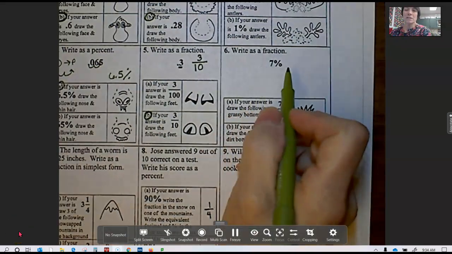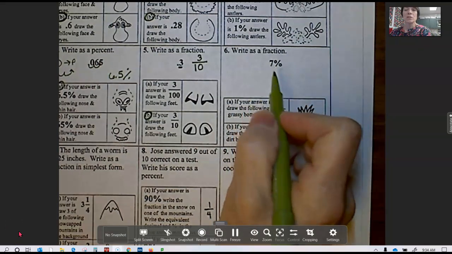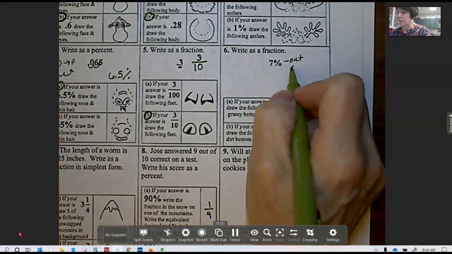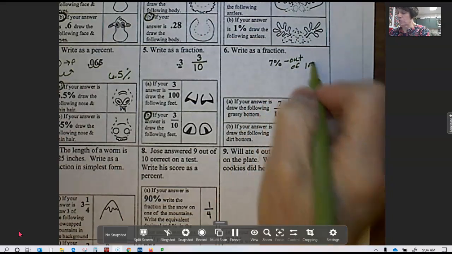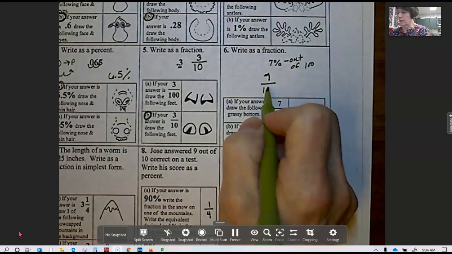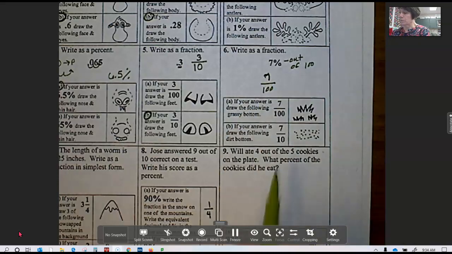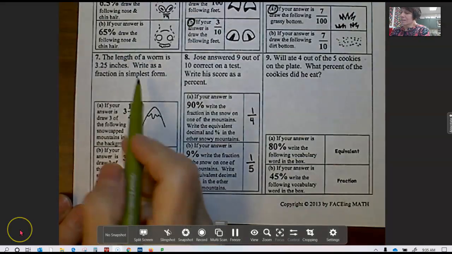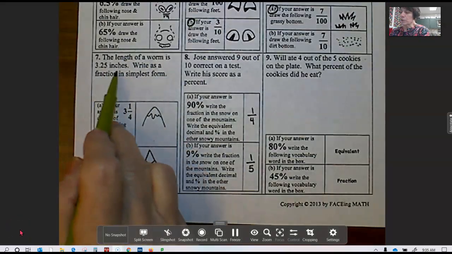Our next one, to write this as a fraction, remember that percents always mean out of 100. That's what a percent sign means, out of 100. So this would be 7 out of 100. And then if we could reduce it, we would, but that one can't be reduced. So that's A there.